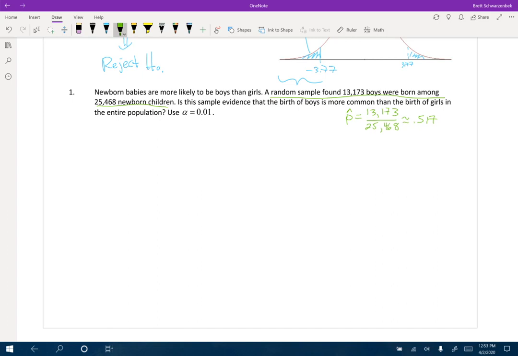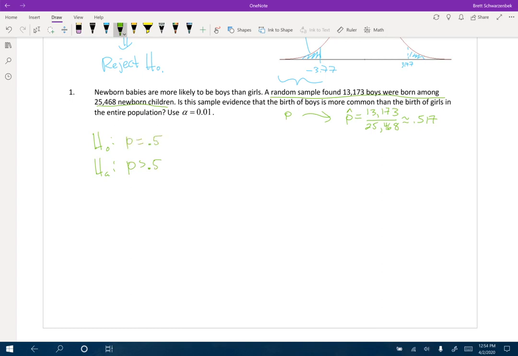So before we get into assumptions, let's just take a peek at what our null and alternative has to be for this. It says, is the sample evidence that the birth of boys is more common than the birth of girls? Well, our P represents the proportion of boys, as you know from this calculation. So what would happen if boys was more common than girls? Then P would be greater than 0.5. The proportion of boys would be more than 0.5. Therefore, the null would have been just that it is 0.5.